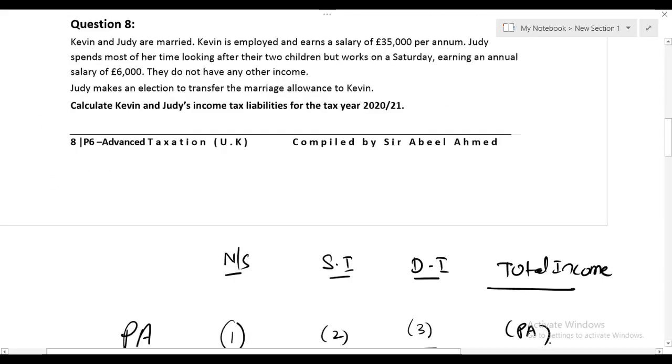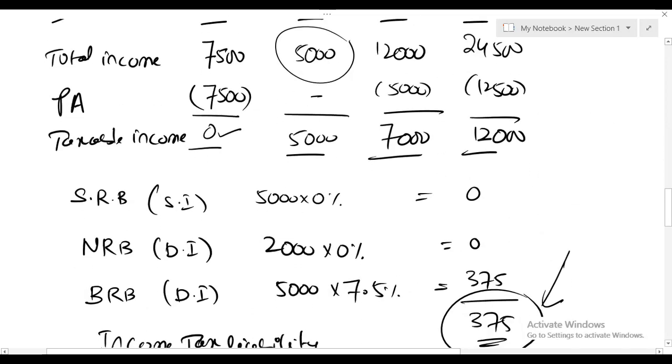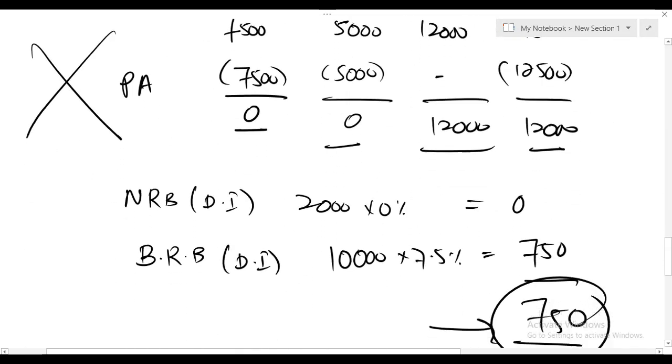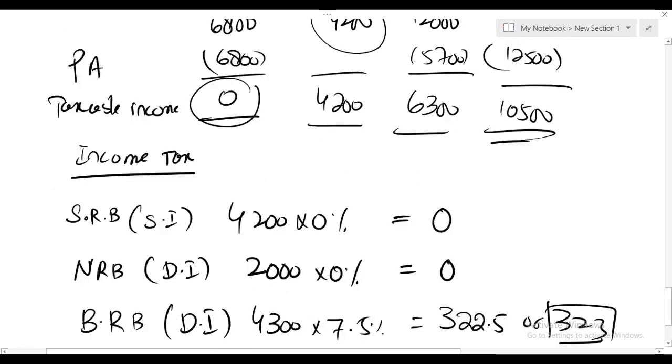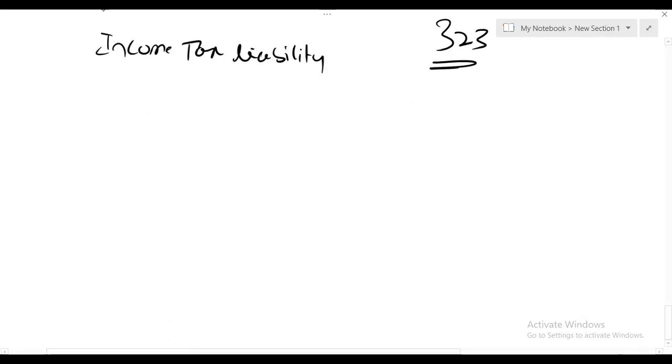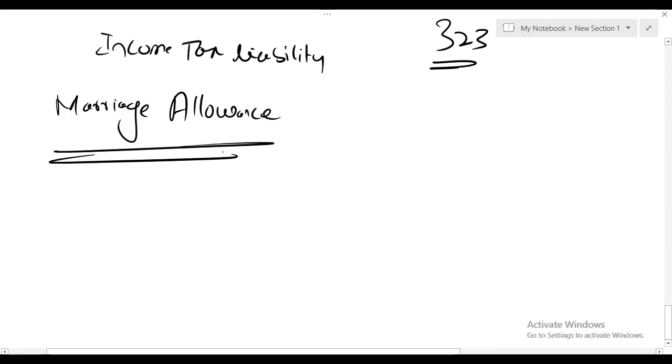Now let me explain what this marriage allowance is. Obviously for marriage allowance, marriage is a must, or otherwise you won't be getting the marriage allowance. So one more concept and one more rule we are discussing is marriage allowance. What is marriage allowance? I'll tell you, but in order to get the marriage allowance, marriage is a must.